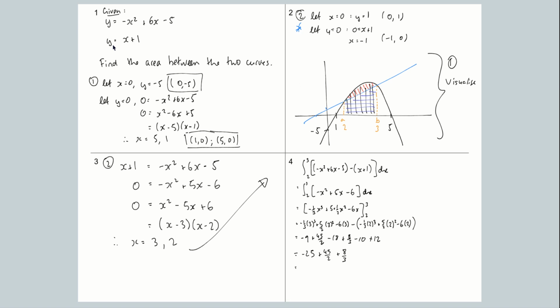So the common denominator is going to be 6. So I'm going to take 25 and multiply it by 6, and that'll give me minus 150. And then I'm going to multiply 45 by 3, and that will give me 135. And then I'm going to multiply 8 by 2, and that'll give me 16 all over 6.